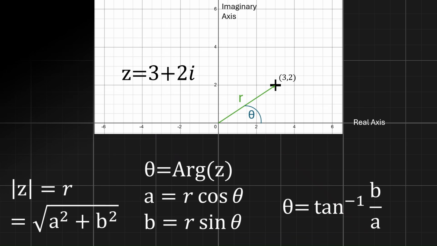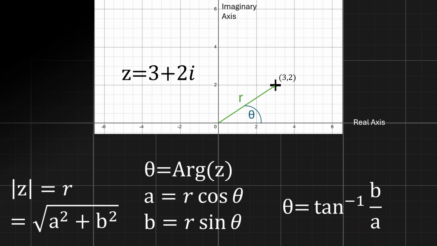Using basic trigonometry on the triangle formed by the points (0, 0), (a, 0), and (a, b), we can find that a equals r cos theta, b equals r sin theta, tan theta equals b over a, and theta equals arctan of b over a.